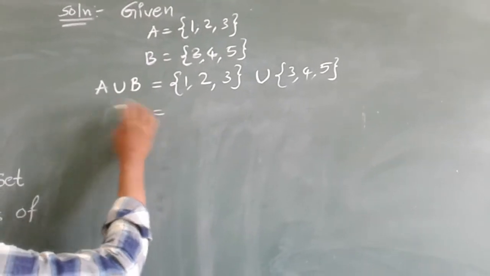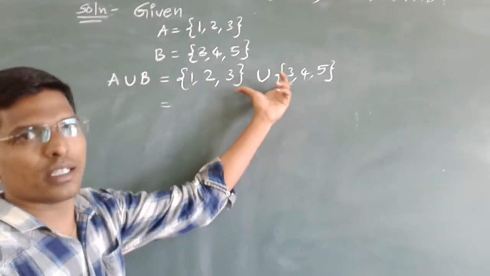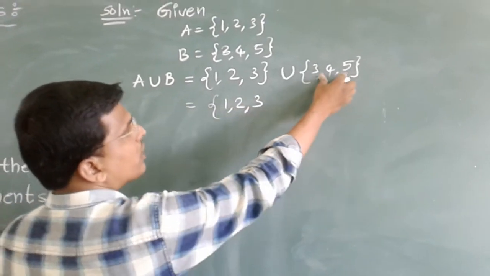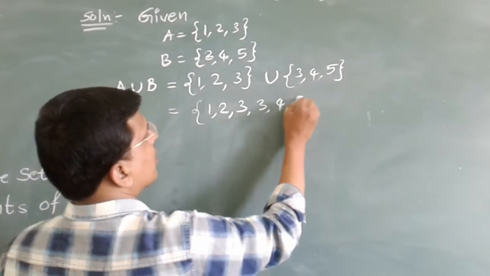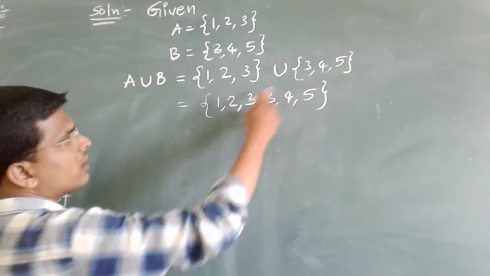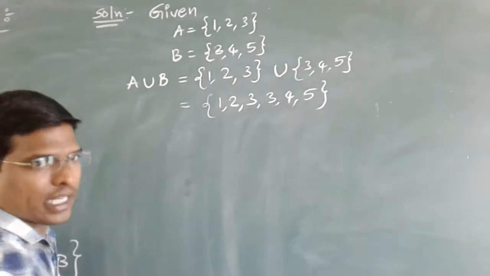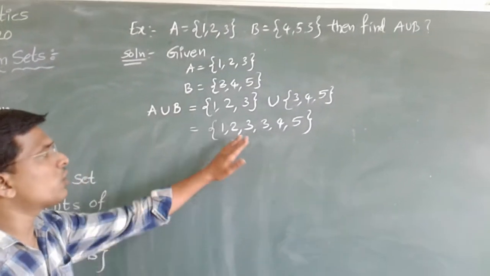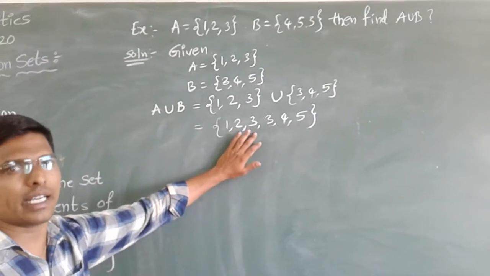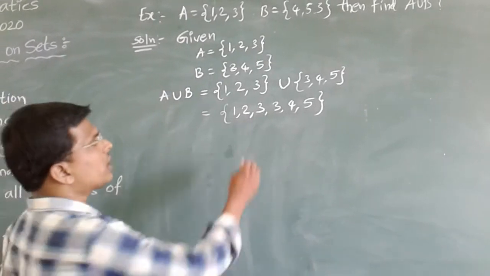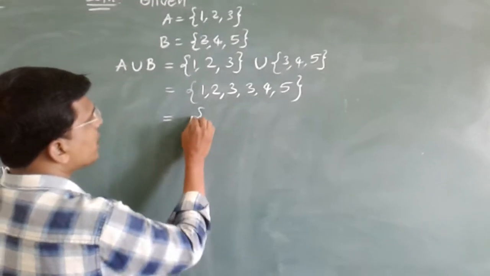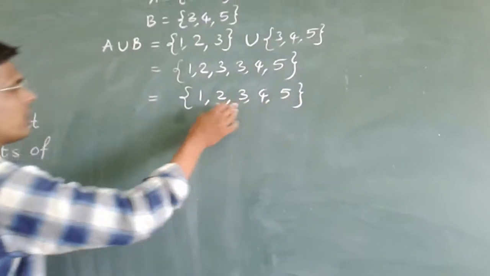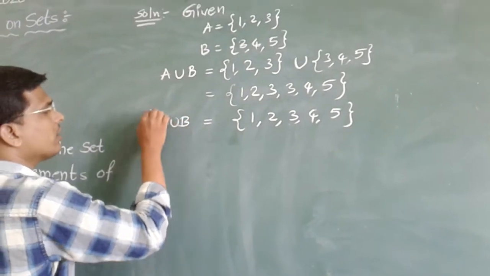What is the meaning of A union B? Combination of both the sets, right? First you write the first set A and then you write the next set B: 1, 2, 3, then 3, 4, 5. But if you observe, 3 is repeating two times. In roster form, if any number is repeating twice or thrice, we write it only once. So here 3 is repeating two times, we have to make it only once: {1, 2, 3, 4, 5}. So this is the set A union B, and this is your answer.